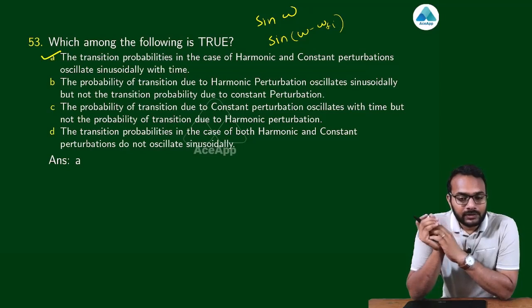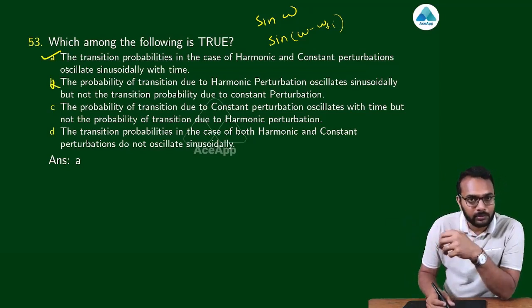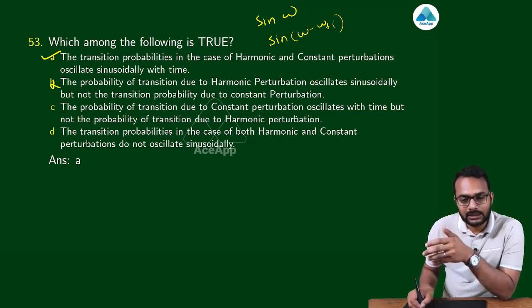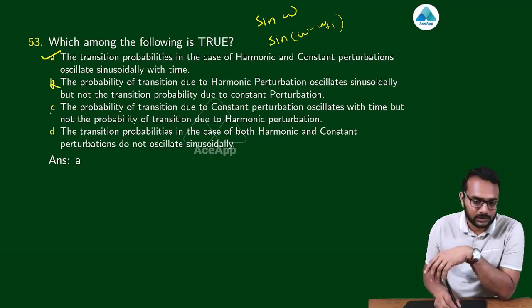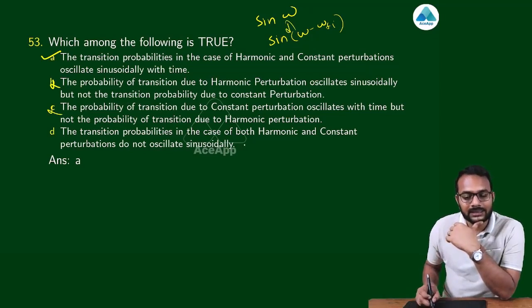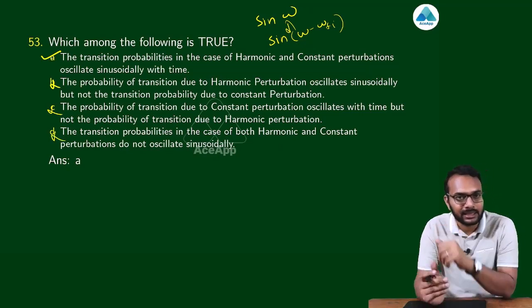The probability of transition due to harmonic perturbation oscillates sinusoidally but not the transition probability due to constant perturbation. That's wrong, because we know that the transition probability due to constant perturbation also oscillates with time. The probability of transition due to constant perturbation oscillates but not the probability due to harmonic perturbation. That's also wrong, because we know that both of them oscillate. The transition probabilities in the case of both harmonic and constant perturbations do not oscillate sinusoidally. That's also wrong, so option A is the correct answer.